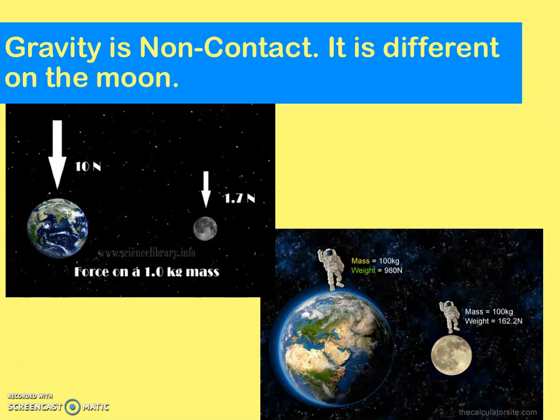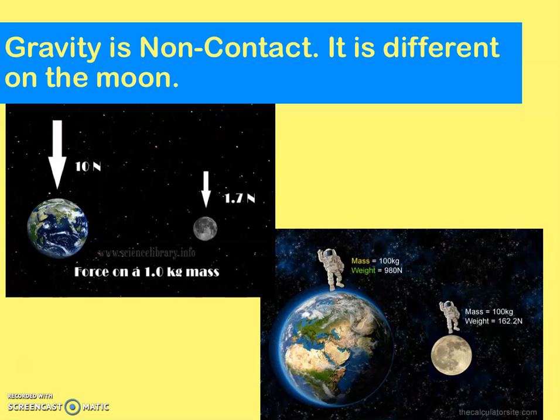Now you might have seen pictures before of someone walking on the moon, and they tend to look a lot lighter and jumping, and that is because the gravitational force that is pulling them down is not as strong as the gravitational force that pulls us down on Earth.